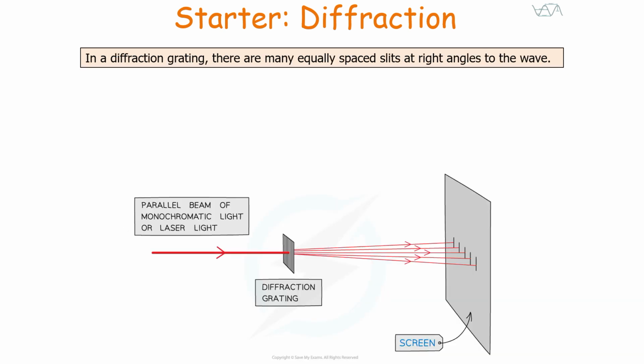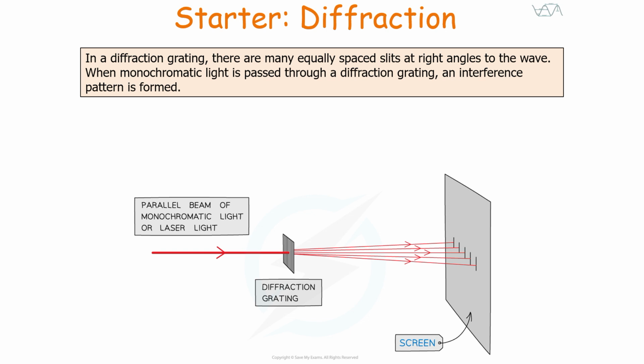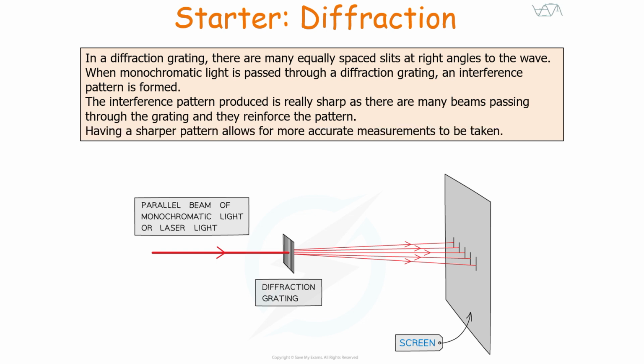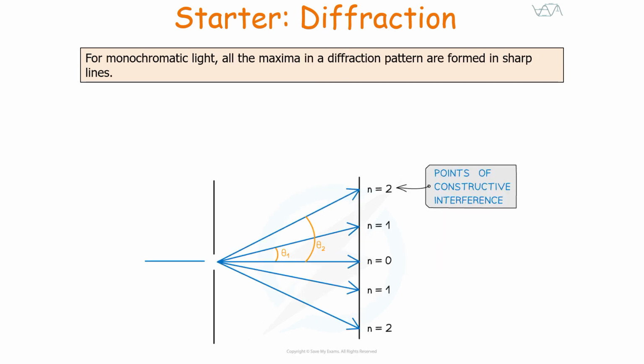So in a diffraction grating there are many equally spaced slits at right angles to the wave. So when monochromatic light is then passed through the diffraction grating, an interference pattern will form on the screen behind it. Now the interference pattern produced, as mentioned before, is really sharp because there are many beams passing through the grating and reinforcing the pattern. Now having a sharper pattern is really good because it allows for more accurate measurements to be taken by experimenters. Now for monochromatic light, all the maxima in the diffraction pattern are formed in sharp lines.